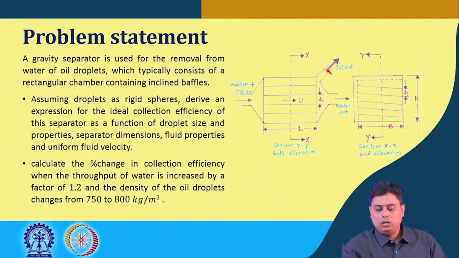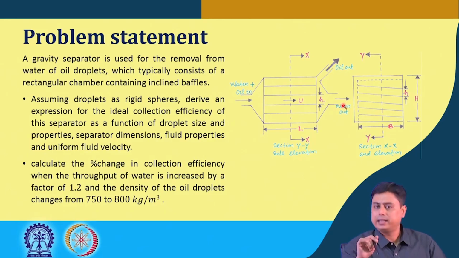The efficiency would be 100% if all oil droplets come to the under surface of these baffles. That means there is a clear separation, with the oil droplets sticking to the under surface of the baffle and water flowing. Once it comes here, this layer of oil droplets will go upside and be collected from its outlet, and the water will come from this outlet.